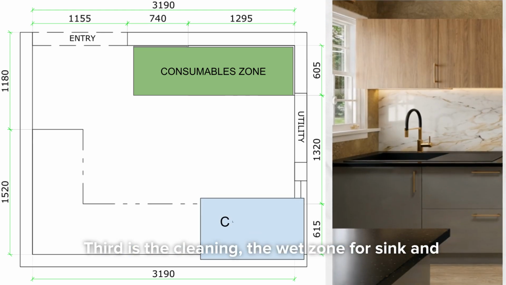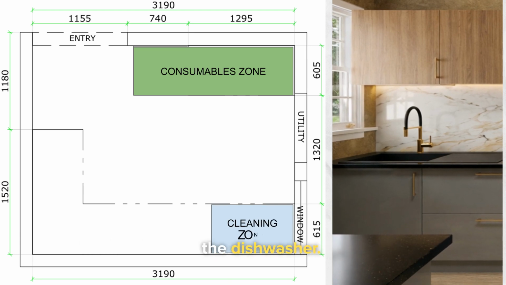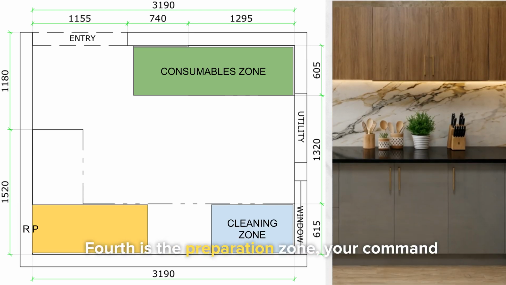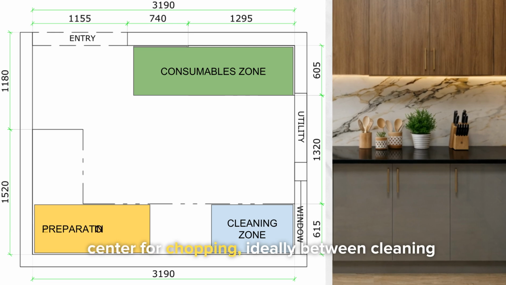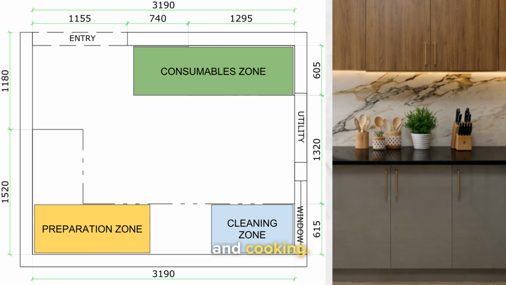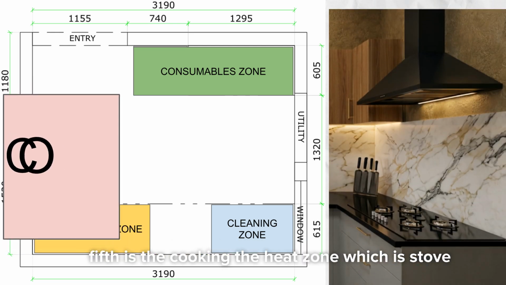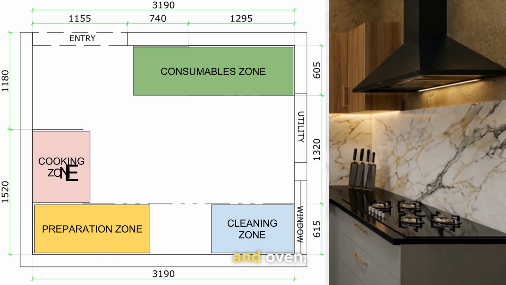Third is the cleaning, the wet zone for sink and the dishwasher. Fourth is the preparation zone, your command center for chopping, ideally between cleaning and cooking. Fifth is the cooking, the heat zone, which is stove and oven.